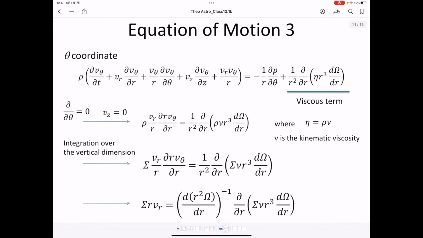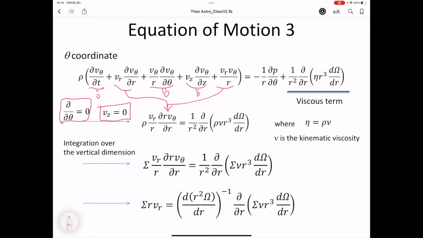So we again use two assumptions. Round theta equal to 0 is an axisymmetric assumption. And also v sub z equals 0. The equation is simplified, and v sub theta is a constant value, the Keplerian speed. First term is 0, and also this term is 0 because of this assumption. And v sub z equals 0, so this is 0. Then the second term and the final term are combined into a single term. On the right hand side, the first term is 0 because of the axisymmetric assumption. And the last term is expressed using the kinematic viscosity nu. Then it's going to be this.